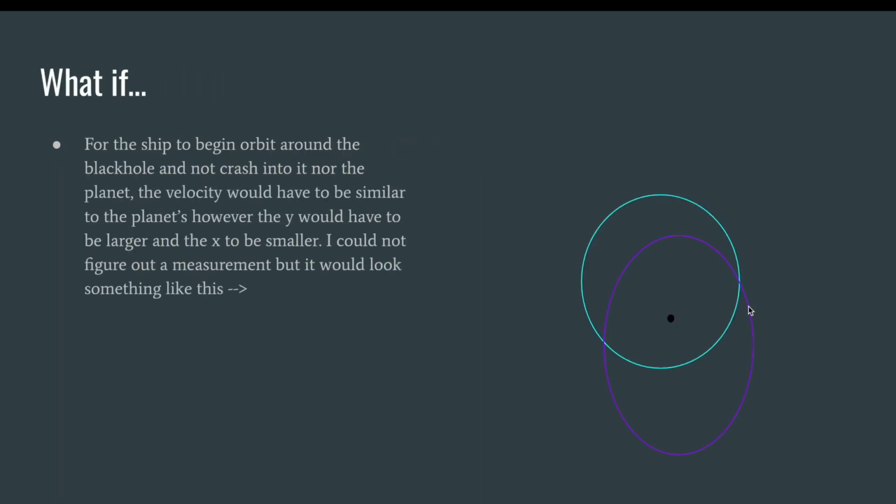So what if you wanted the spaceship to begin orbit around the black hole? Well, it would look something like this, where the purple line begins orbiting around the black hole. And to do that, you would need the y to be a little larger than the planet's velocity, and the x to be a little smaller, so that it can still escape the planet, but it would be able to begin orbit.